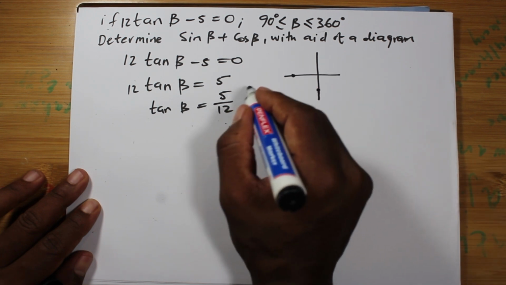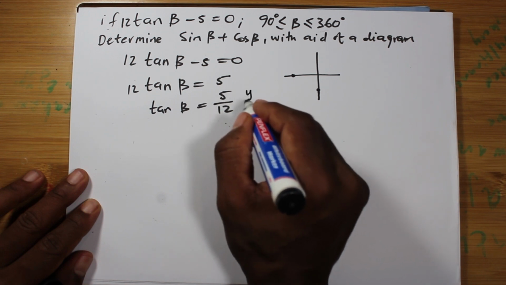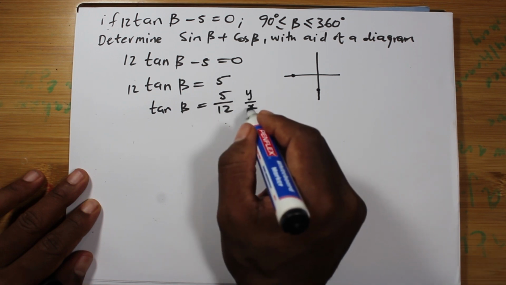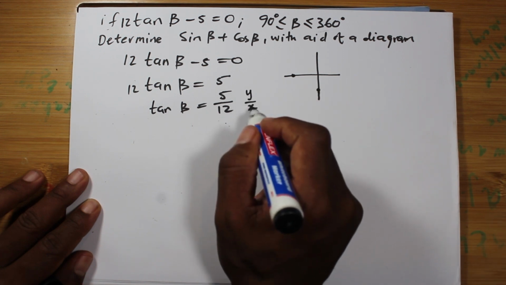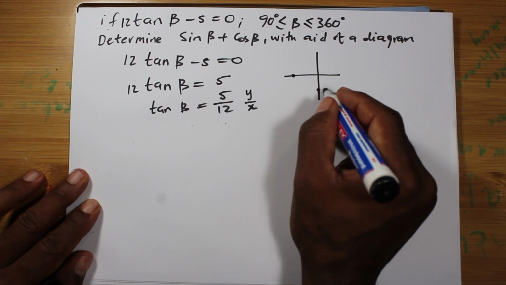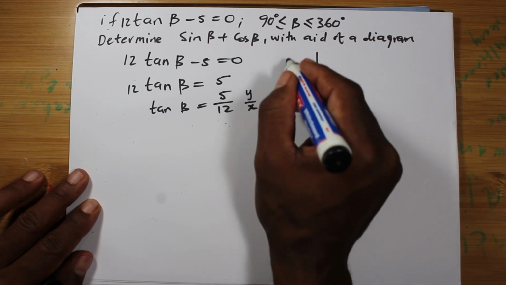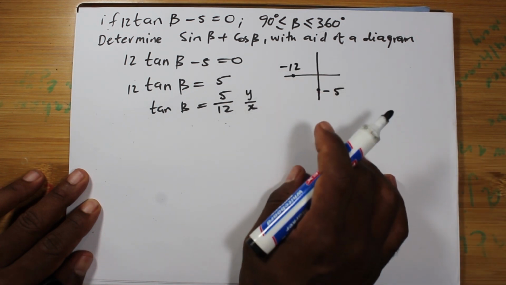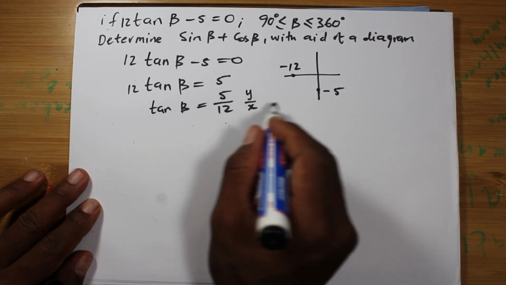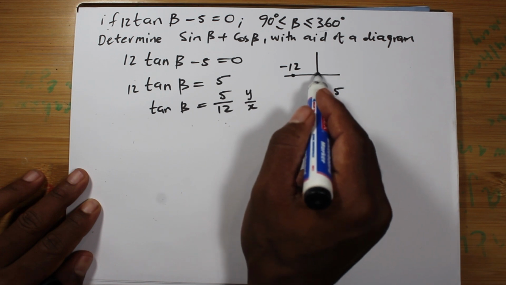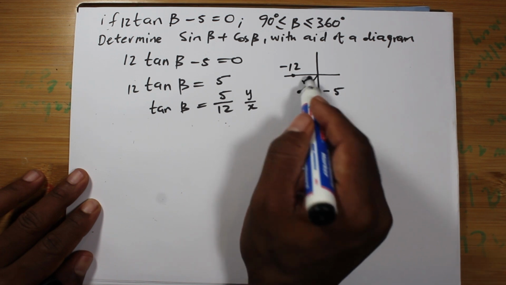Now that means this is y over x. If it's in the third quadrant, it would mean the y and the x would both be negative. So this is minus 5 and this is minus 12 for the x. So therefore, what we need to do next is to find the r.